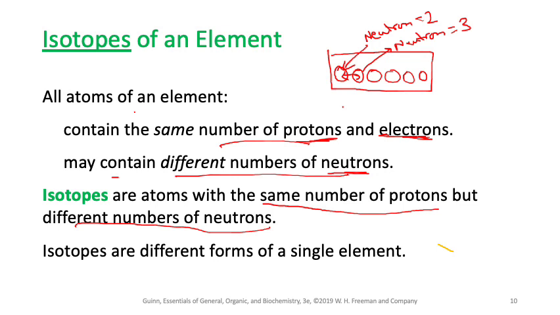So let's get back to the isotopes one more time. Isotopes are atoms with the same number of protons but different numbers of neutrons, right? Or you can say isotopes are different forms of a single element. So let's take an example. We have 3 isotopes for hydrogen. If we talk about hydrogen, hydrogen has 3 different types of isotopes.